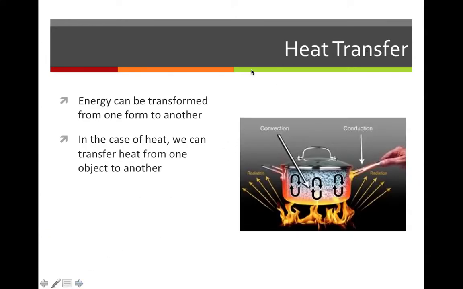Okay, practical stuff, heat transfer. This is where we get into the math. Energy can be transformed from one form to another. In the case of heat, we actually take things from one object to another, and we send heat. We never send cold, by the way. Cold doesn't move. Cold is nothing. Cold is the absence of heat. Okay? Cold is not a thing. Heat is a thing. Okay? And we do transfer heat from one object to another.